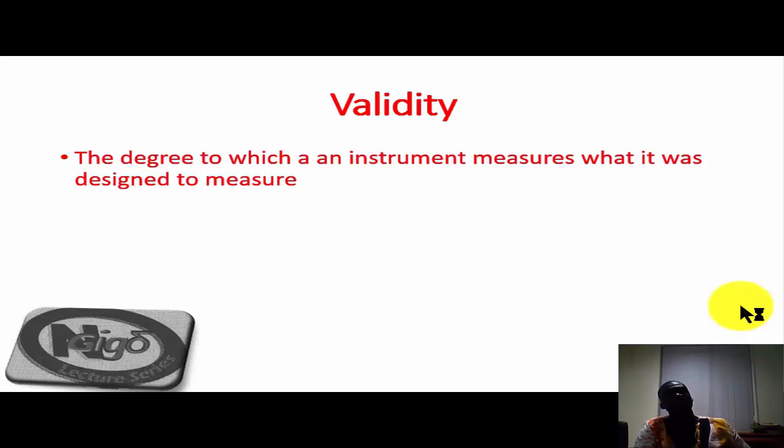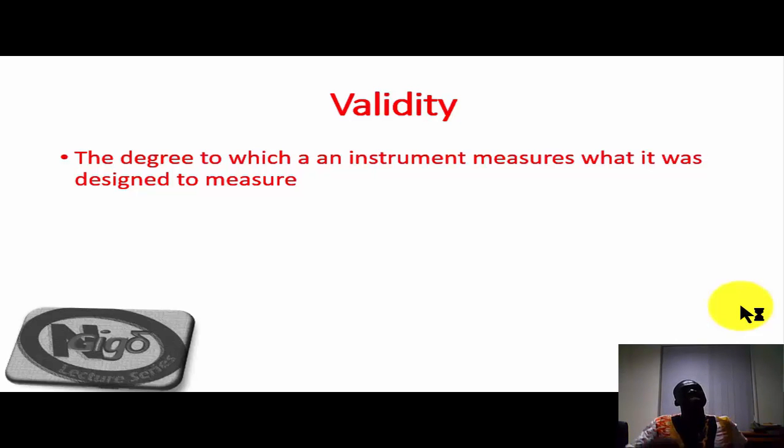So when it comes to validity, it is the degree to which an instrument measures what it was designed to measure. So the instrument was designed to measure what? Perception of students as far as epilepsy is concerned. The question is: to what degree can we say this instrument is measuring that particular construct?